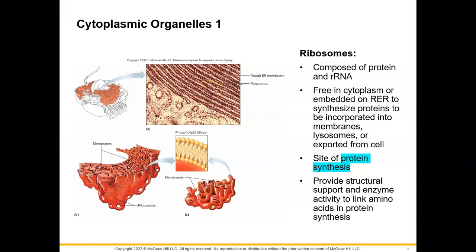The function of ribosomes is protein synthesis. Only ribosomes can synthesize proteins. And wherever ribosomes are found, we give that area credit for protein synthesis. How they work is they provide structural support and enzyme activity to link amino acids together by peptide bonds in protein synthesis. The endoplasmic reticulum hugs the nucleus all around the cell.